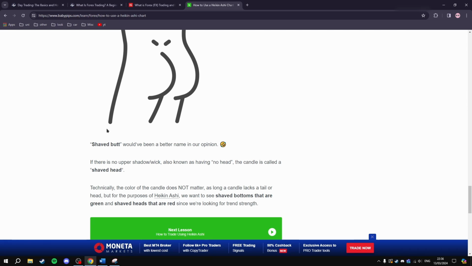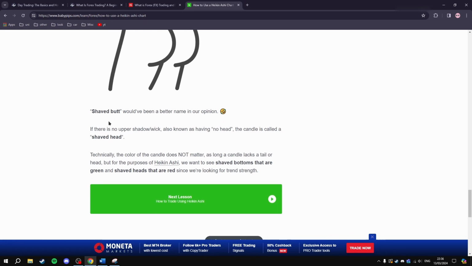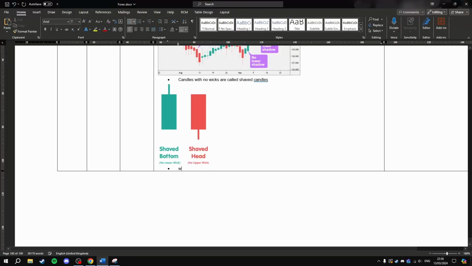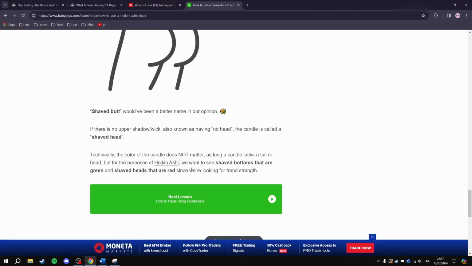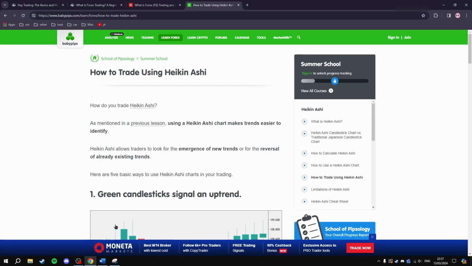Technically, the color of the candle does not matter, as long as a candle lacks a tail or head, but for the purpose of heikin ashi, we want to see shaved bottoms that are green and shaved heads that are red, since we're looking for trend strength.